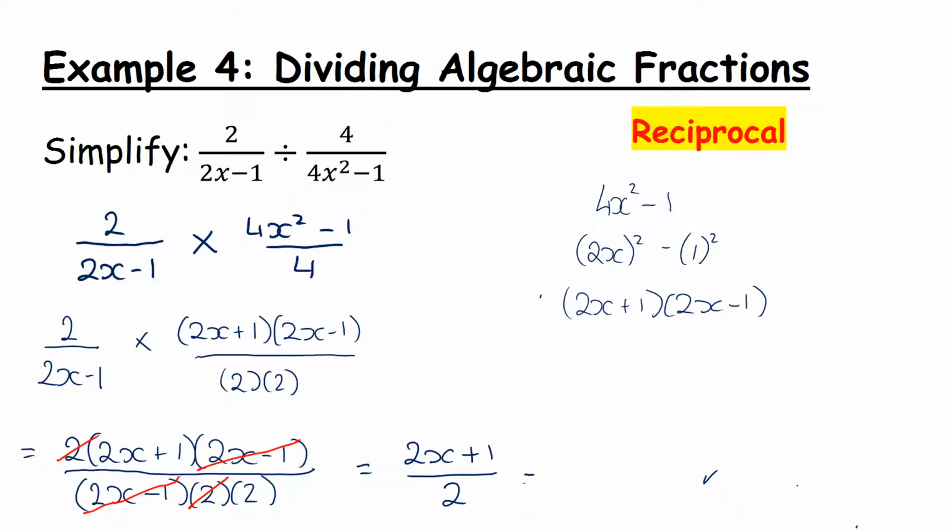And we can actually simplify that further. So this is the same as 2x over 2 plus 1 over 2, which can be simplified to x plus a half. Okay, so it's really, really important to remember that we can use what's called the reciprocal when we divide. So instead of dividing by a fraction, we can multiply by its reciprocal, and then we work through any question like it was a multiplication question.